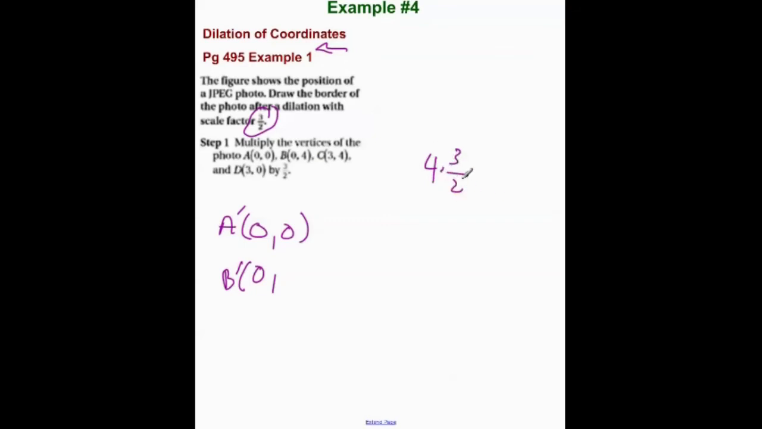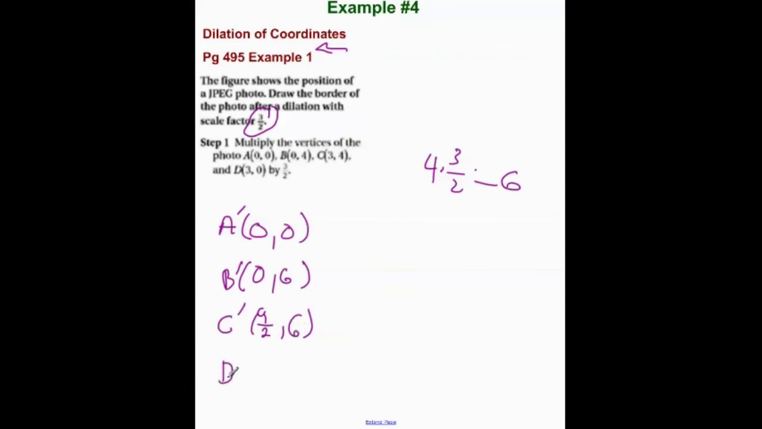is 4 divided by 2 is 2. 2 times 3 is 6. So that's going to be 6. Okay? C prime. And you could do these in the calculator. I have no idea what kind of problems you may experience in the future. So that's just going to be 3 times 3/2 is 9/2 or 4.5. I'll just write 9/2 or 4.5 is fine, however you want to do it. And 3/2 times 4, we are just going to divide by 2 again. We already did this one. That's going to be 6.